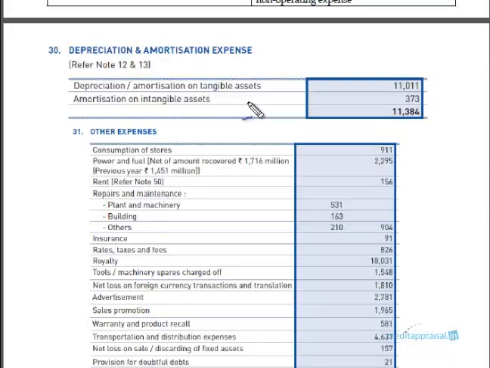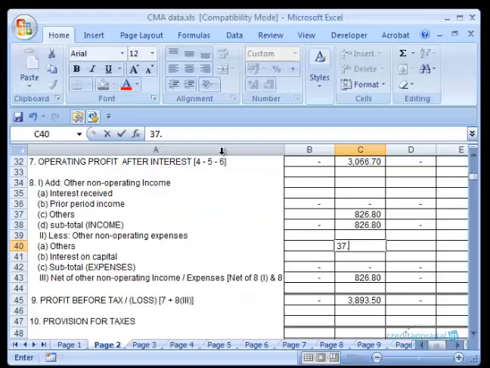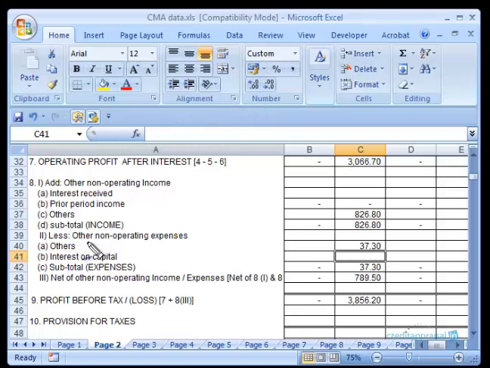Let us continue with our example of Maruti Suzuki. Here we can see the item called amortization. In the item of depreciation and amortization, we have the breakup of depreciation and amortization. Depreciation we already placed under the separate item of depreciation in the CMA data. So this amortization, let us put it under non-operating expense. So 37.3 crores we are putting under non-operating expense, under the head of others. Some breakup is given, like others, interest on capital, and I have put this under others, right?